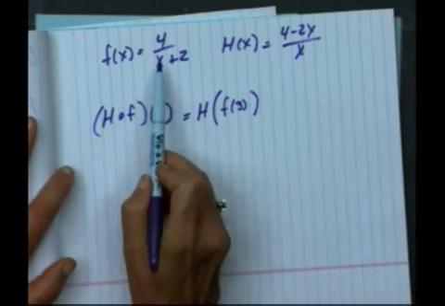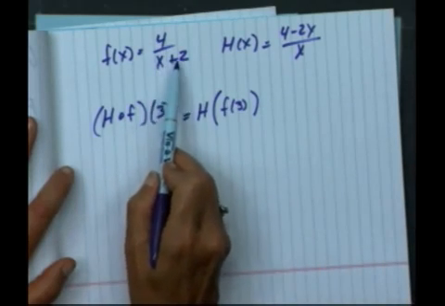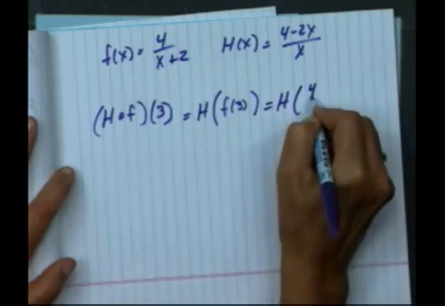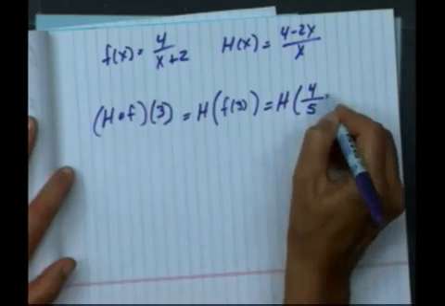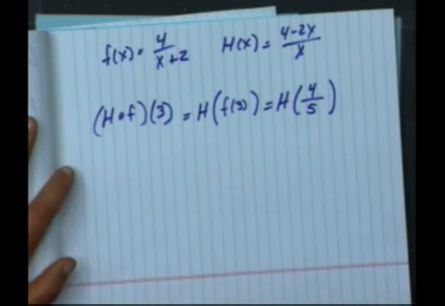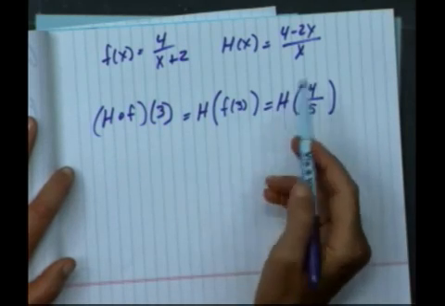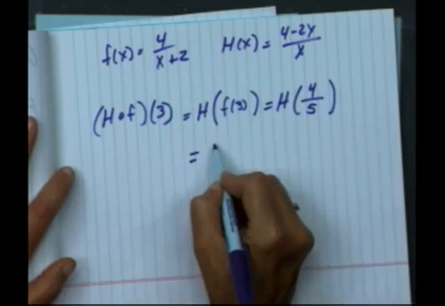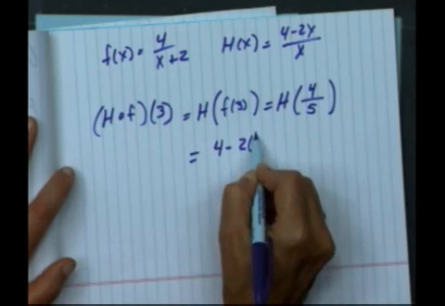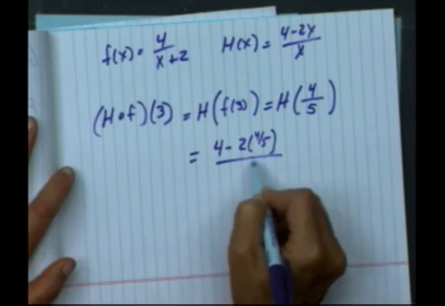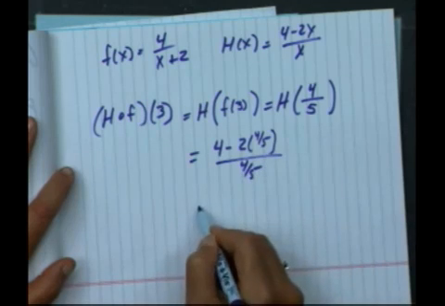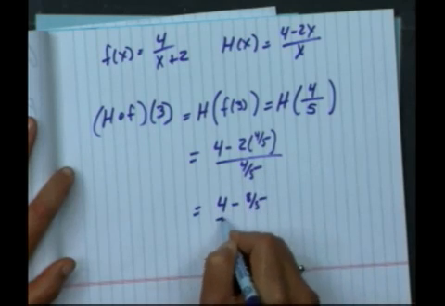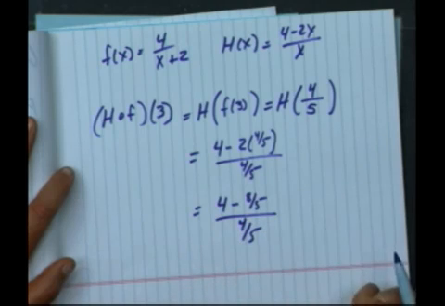All right, what is f of 3? It looks like it's going to be 4 over 3 plus 2, which is 4/5. Okay, now we're going to evaluate h at 4/5. So we have 4 minus 2 times 4/5 divided by 4/5. 4 minus 8/5 divided by 4/5.